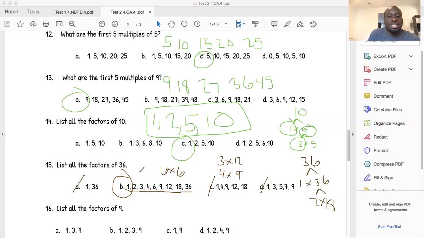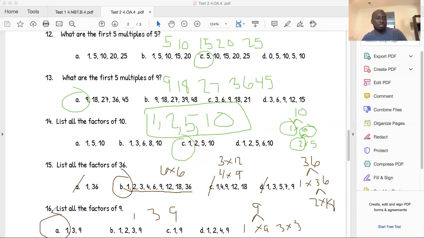Then it says number 16, list all the factors of 9. It's only 2 possible ways. 1 times 9 and 3 times 3. So 1, 3, and 9 are all factors of 9. So 16 is A.